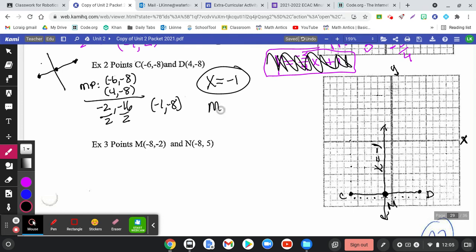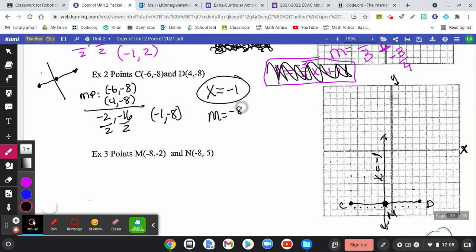And then your slope is -8 minus -8. And then our x is -6 minus 4. 0 divided by -10 is 0. If you put it in the calculator, you get 0. So that means it would have a slope of no slope, which is always x equals. So it's actually easier to do that one on the graph.